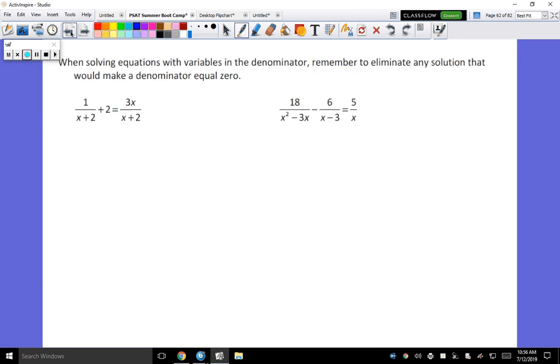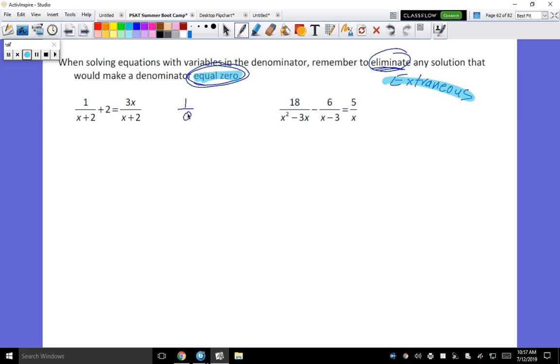Okay, alright, let's go to a couple more slides. One more slide and then we will take our quiz. When solving equations with variables in the denominator, remember to eliminate any solution that would make the denominator equal 0. We kind of were just talking about that, weren't we? This is saying that there will be answers that will work, but if it makes the denominator equal 0, guess what? They're extraneous. Do you understand? Why? Because you can't divide by 0.